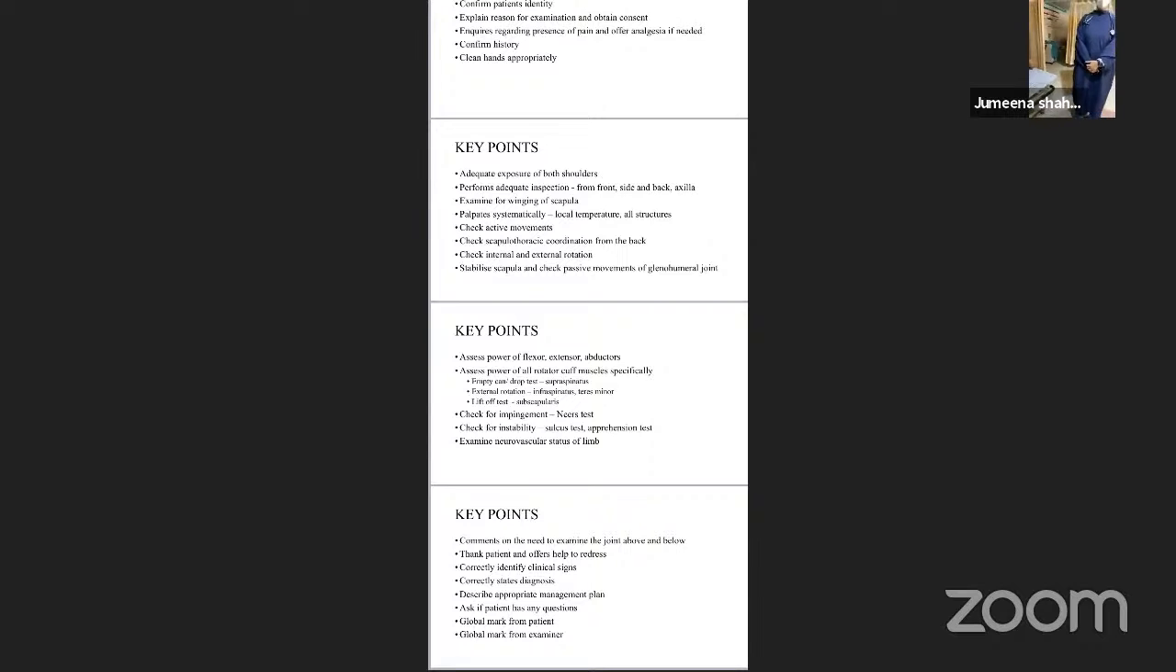Okay. So assess the power of flexors, extensors, abductors, and adductors, and assess power of all rotator cuff muscles specifically. But you just tested the empty can test. Can you just show how you check, what all things to be done? First, we'll ask the patient to flex his hands about 90 degrees and then slowly bring it 30 degrees forward. Okay. And ask with the thumb facing down. And we'll tell the patient that we are going to try and push him down. The patient would resist it. Okay, great.